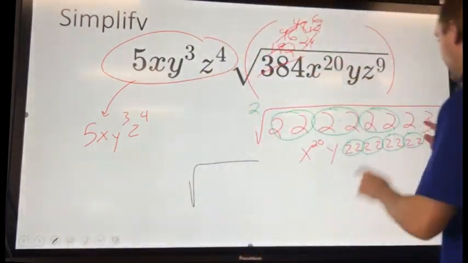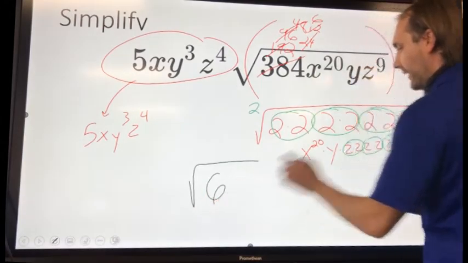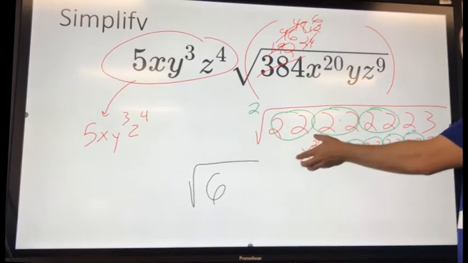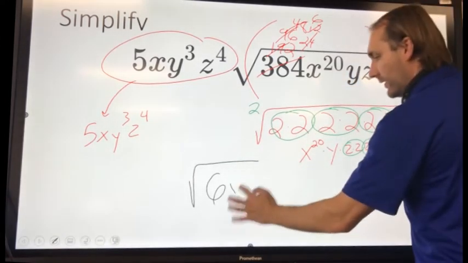So what stays inside? Not x to the 10, because that's what comes out. Because I'm circling 10 pairs, right? Y and a z stay inside.